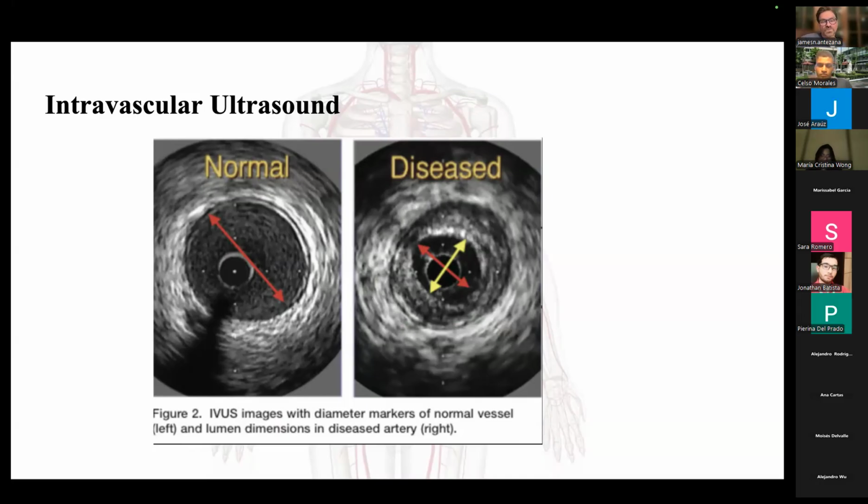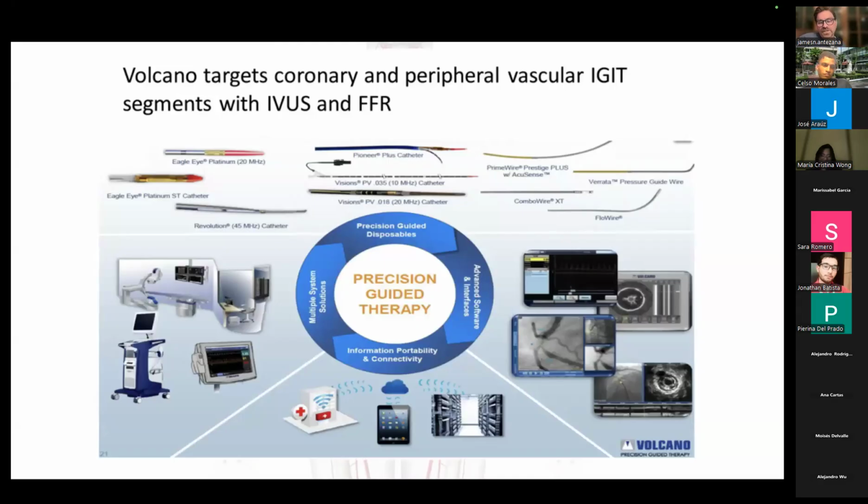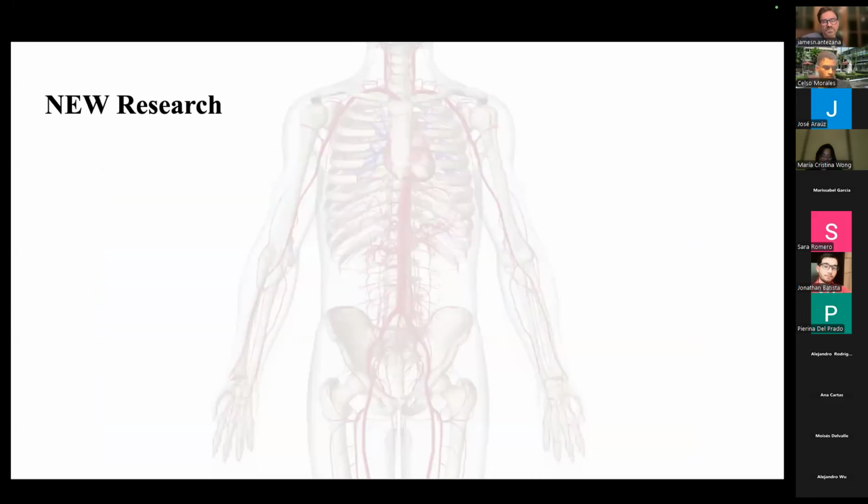So diseased versus normal. These are the intravascular devices that are available for different types of modalities and sizes. Intravascular ultrasound is now this one here, the Volcano IVUS, which belongs to Philips, and we have from very small platforms to larger platforms, depending on what we're looking at, veins versus arteries.